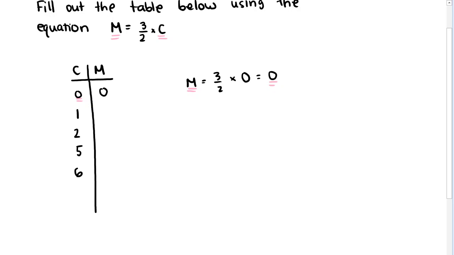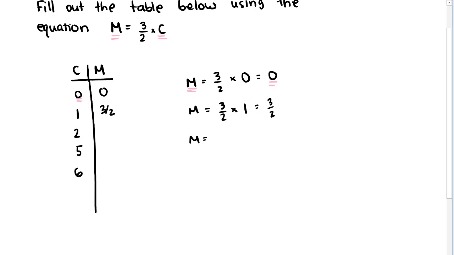And then we can do the same thing for when C is equal to 1, right? We want to figure out what M is when C is 1. So we're saying 3 over 2 times C, but in this case C is 1. And well, 1 times anything is going to give you the same result, right? Multiplying by 1 doesn't really do anything. And so 3 over 2 times 1, this is 3 over 2. And so M is equal to 3 over 2 when C is equal to 1. So here this is 3 over 2, the corresponding value of M when C is 1. And we can keep going with this, right?